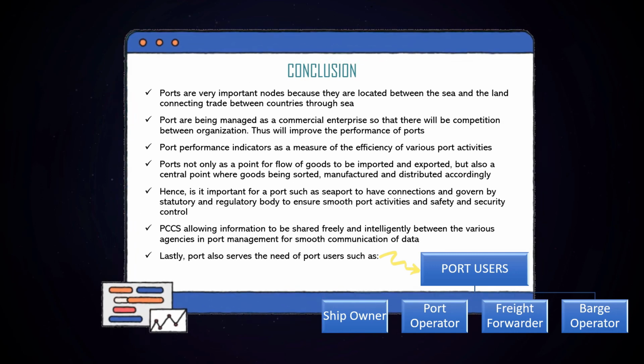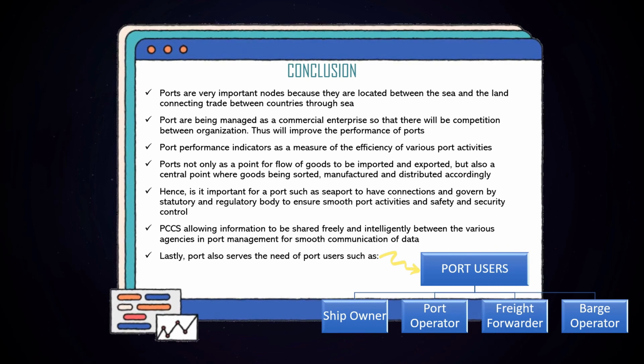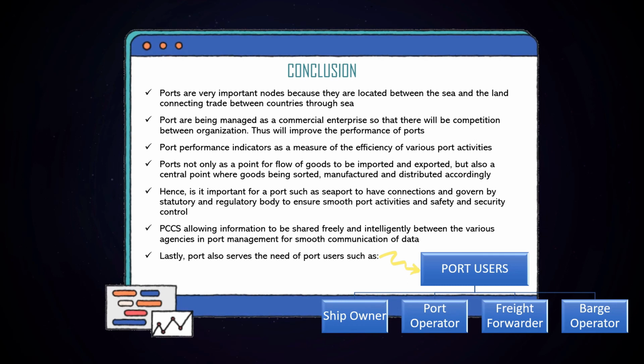Hence, it is important for a port such as a seaport to have connections and be governed by statutory and regulatory bodies to ensure smooth operation of port activity. The Port Community Computer System allows information to be shared freely and intelligently between the various agencies in port management for smooth communication of data. Lastly, ports also serve the needs of port users such as ship owners, port operators, ship agents, freight forwarders, truckers, and rail and barge operators.